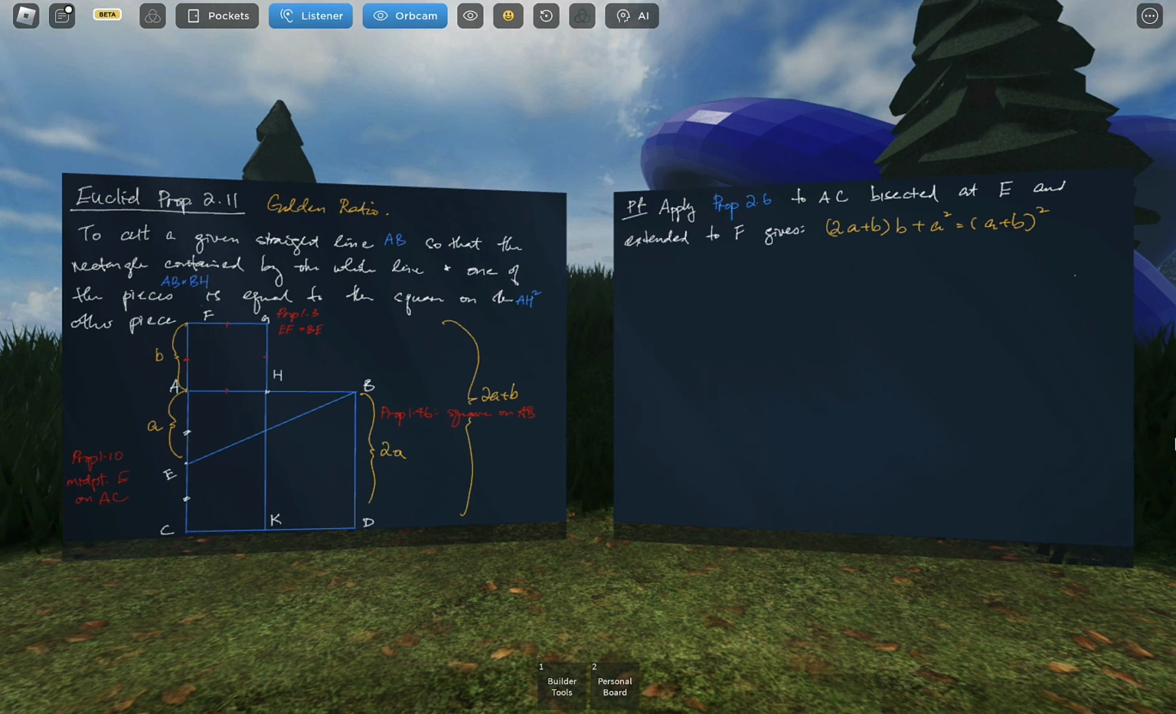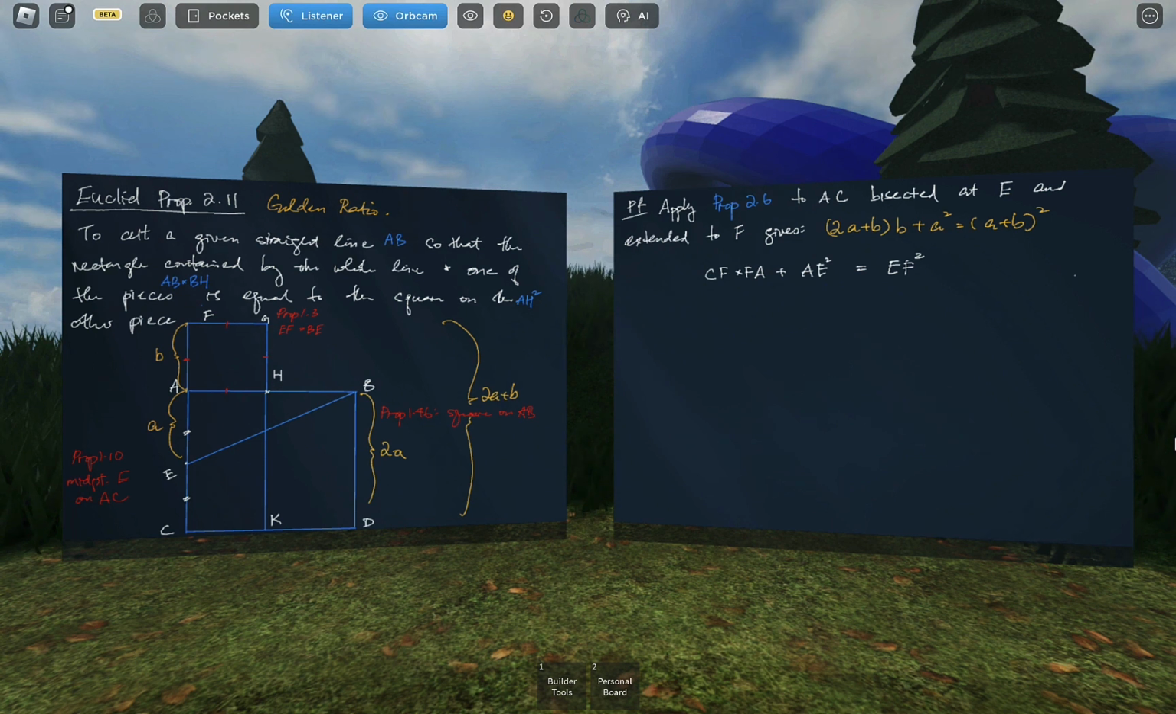Okay, so this is actually going to be CF cross FA plus AE squared equals EF squared. Okay, so starting from the left-hand side, CF is the whole length, right? The drawn to A plus B is the length of the small square plus the length of the big square.